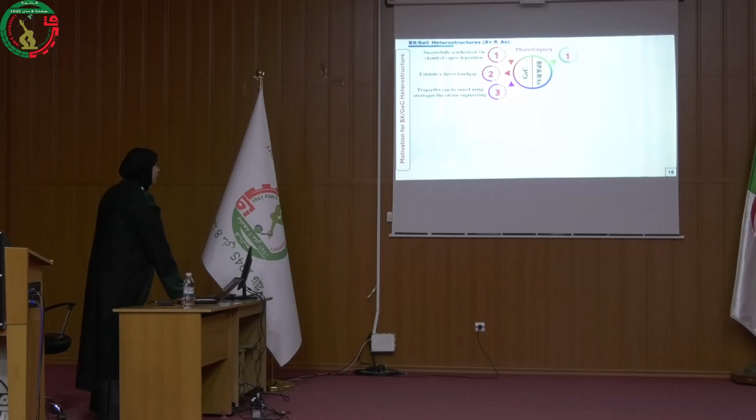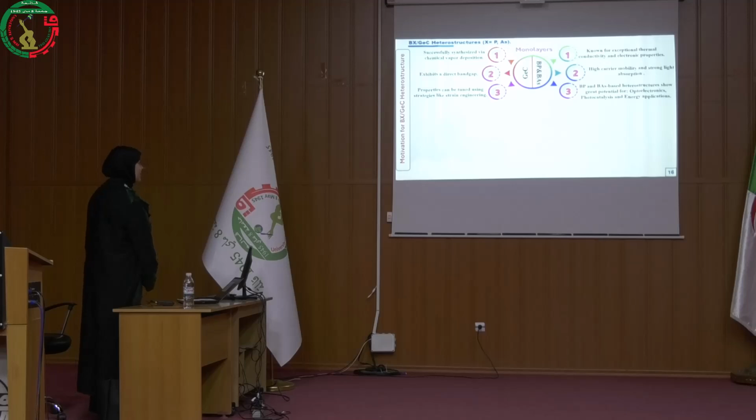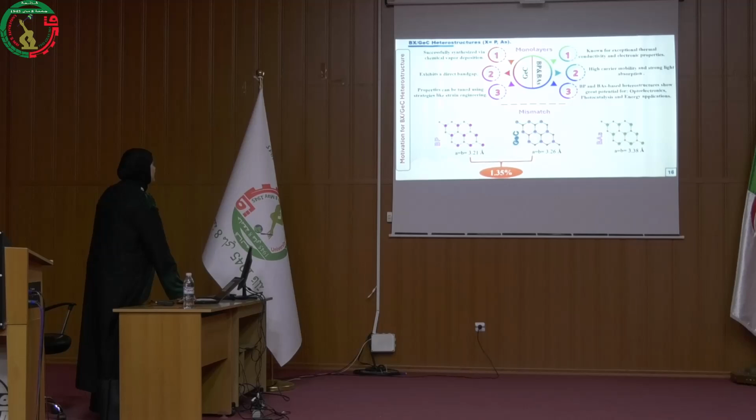On the other hand, for the BP and BAs monolayers, known for exceptional thermal conductivity and electronic properties, high carrier mobility and strong light absorption, BP- and BAs-based heterostructures show great potential for optoelectronic, photocatalysis and energy applications. Another motivating factor is the lattice mismatch, where the mismatch between BP and GeC is only 1.35%, and between GeC and BAs is 3.75%. Both values are below 5%, indicating suitable conditions to construct those heterostructures.